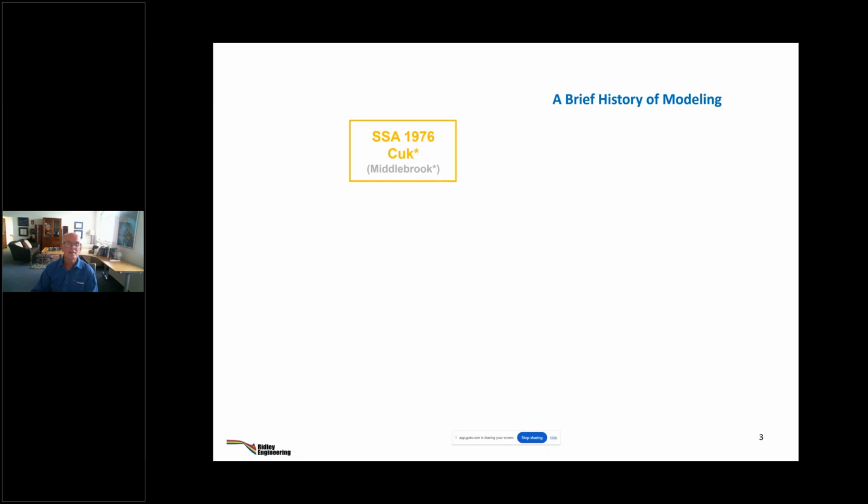And 1976 was when Dr. Slobodan Ćuk published his state space averaging dissertation. Sometimes this is credited to Middlebrook. They think Middlebrook did state space averaging, but Middlebrook was just Ćuk's advisor. And they were both Caltech people. That's what the little asterisk means on this slide, that this is someone who went to Caltech.